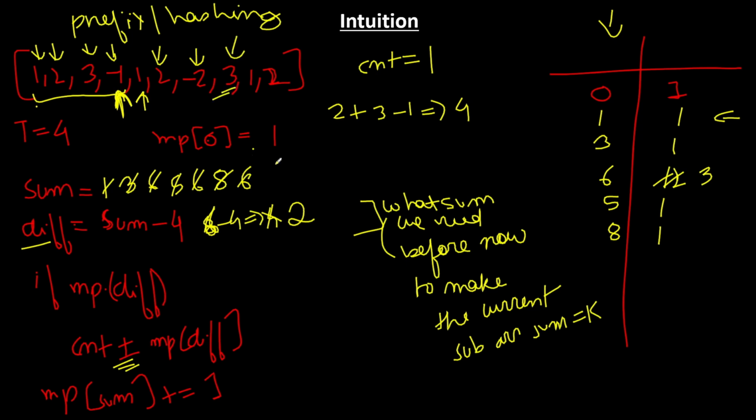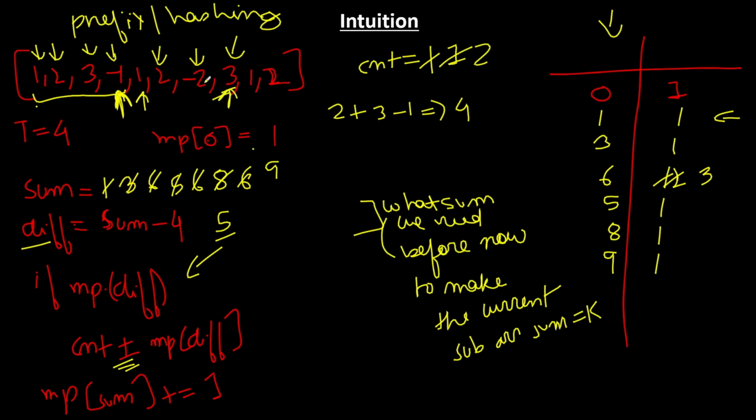6 plus 3 gives me 9. And 9 minus 4 is how much? It's 5, correct? We look into the map. Do we have it? Okay, we have it. And its count is 1. So what we do? We increment our count to 1, and we put 9 here and we make it 1. So it says that now our count is 2, sorry, not 1, till here.